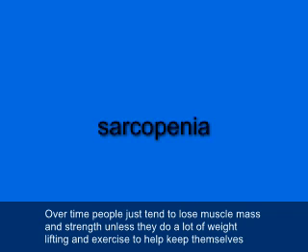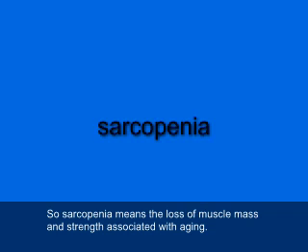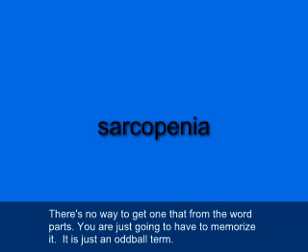Over time, people just tend to lose muscle mass and strength unless they do a lot of weightlifting and exercise to help keep themselves together to counteract that loss. So sarcopenia means loss of muscle mass and strength associated with aging, and there's no way to get that one from the word parts. You're just going to have to memorize it. It's just an oddball term.